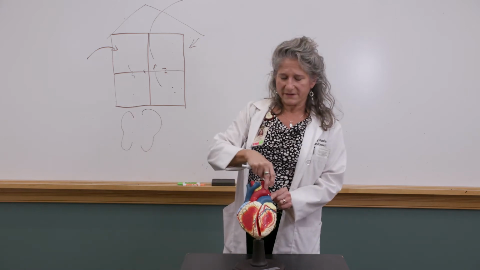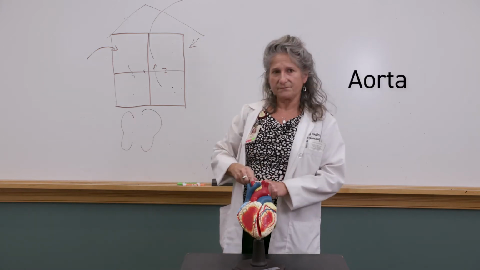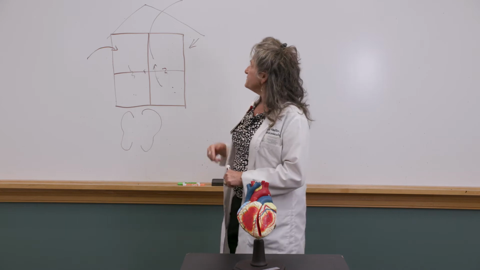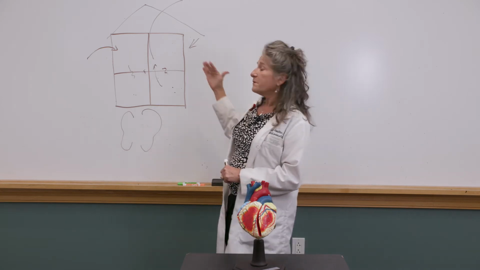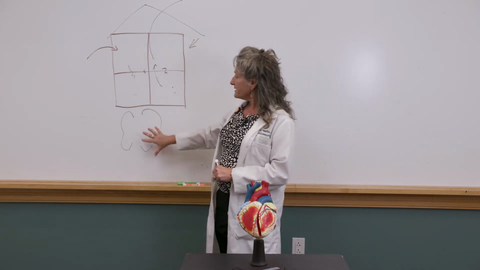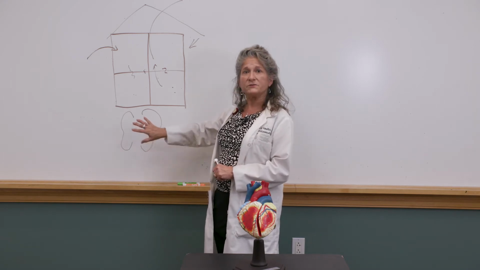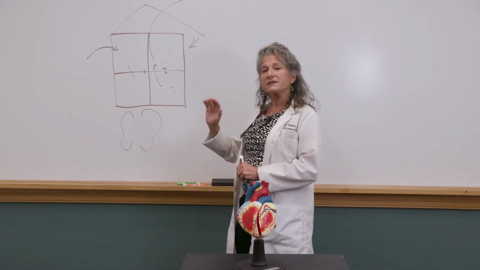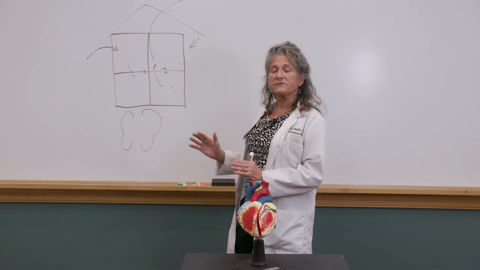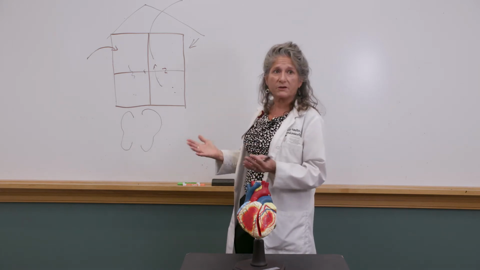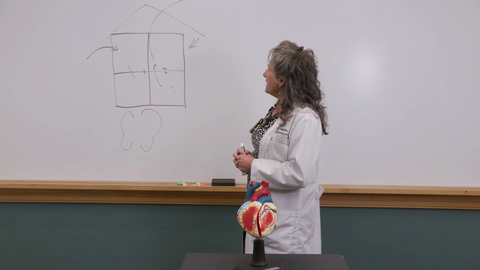See this big red vessel? That is the aorta. Okay? So this gives you a sense now of the blood flow throughout the body. The reason I want you to understand about the connection between the heart and lungs, you will see in a little bit as we talk about the different problems that can occur with the heart. Okay?